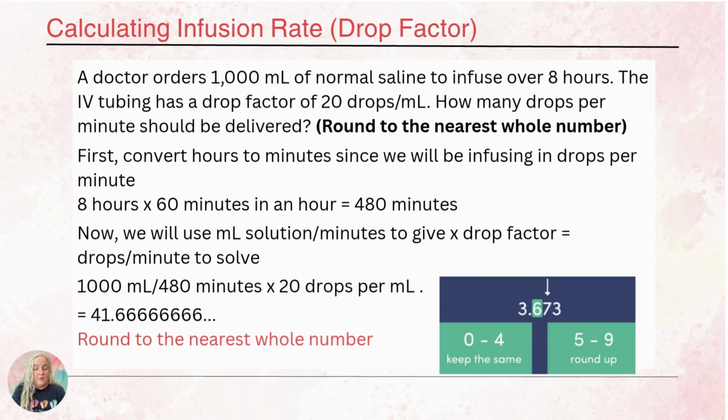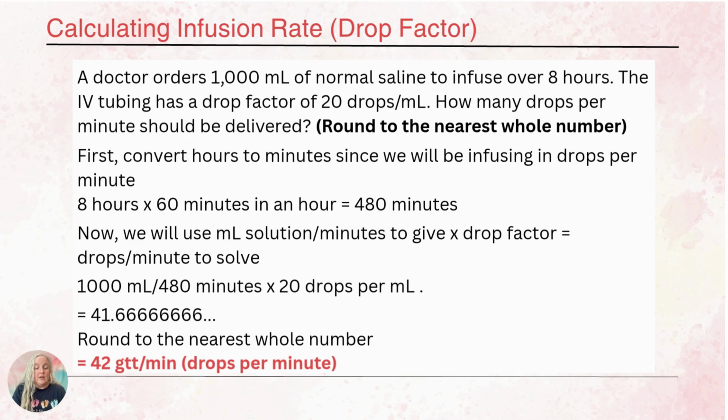Also remember from the previous problem that we are going to look at the number to the right of the number that we want to round to. And if that number is 5 or greater, we will round our number up. If that number is 0 to 4, we will leave the number the same. In this case, the number to the right of the nearest whole number is a 6, so it is 5 or greater. So we will round up and find the total to be 42 drops per minute.